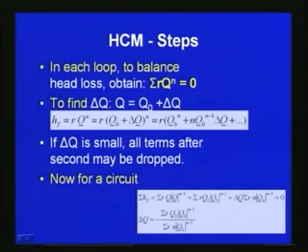So then in each loop, to balance the head loss, as we discussed, with respect to each pipe we can write sigma r into q to the power n is equal to 0. So to find delta q we can write q is equal to the initially assumed value plus delta q, q is equal to q 0 plus delta q.